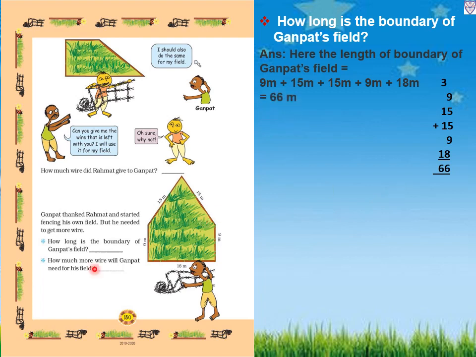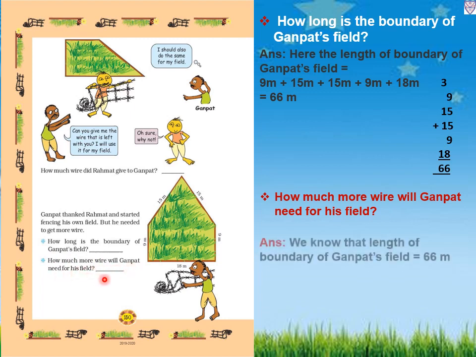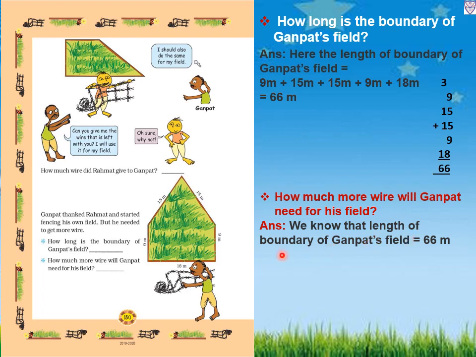So your question, how long is the boundary of Ganpat's field? That is 66 meter. Now the second question: how much more wire will Ganpat need for his field? We know that the boundary of Ganpat's field is 66 meter. Rahmat gave 16 meter wire to Ganpat.